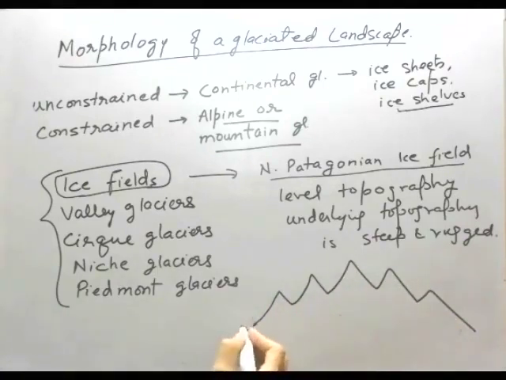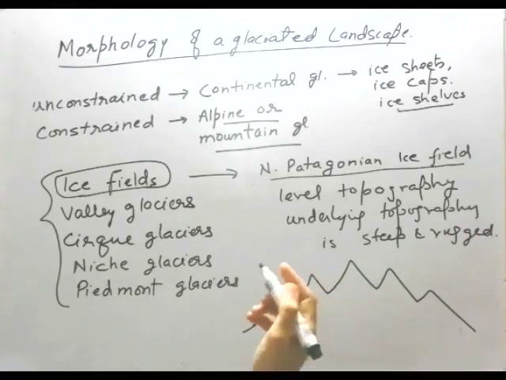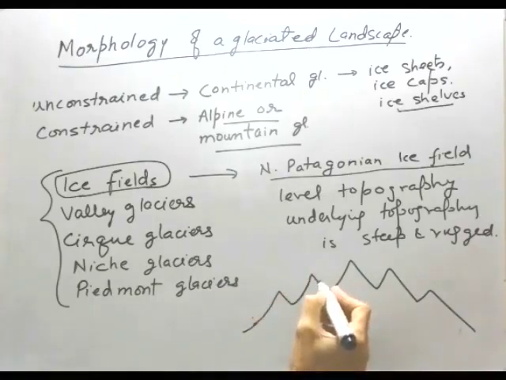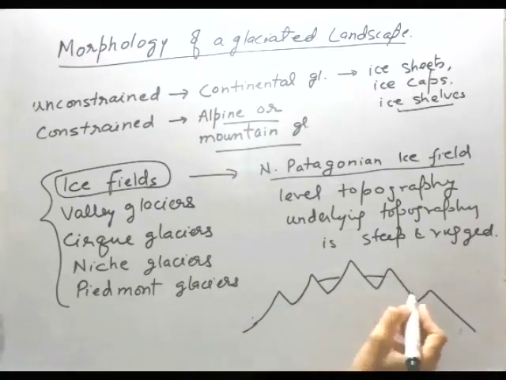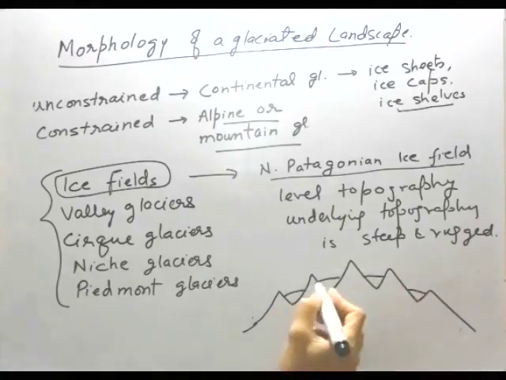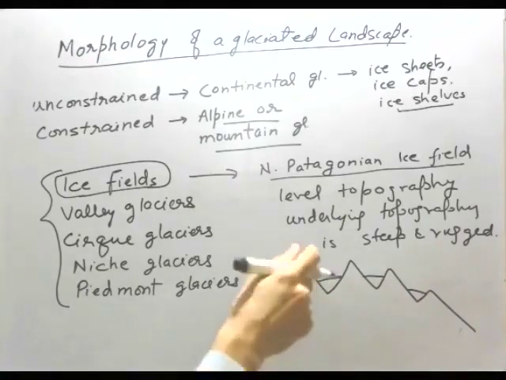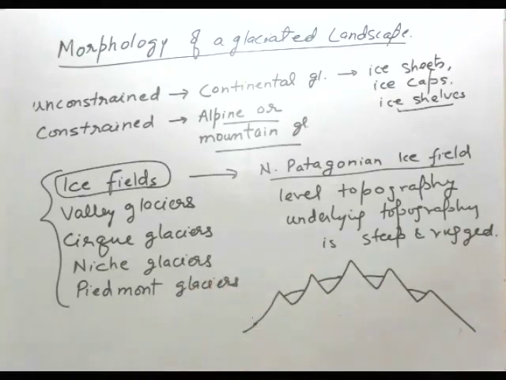Under normal conditions, when the rate of accumulation of snow is not very high, we can see the development of glaciers in the valleys like this. And these glaciers are moving along the valleys and cutting down the valleys and making the valleys broader and U-shaped.